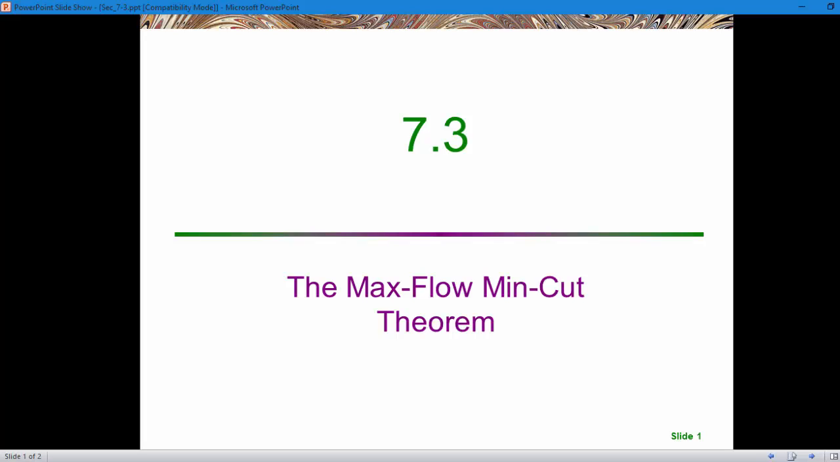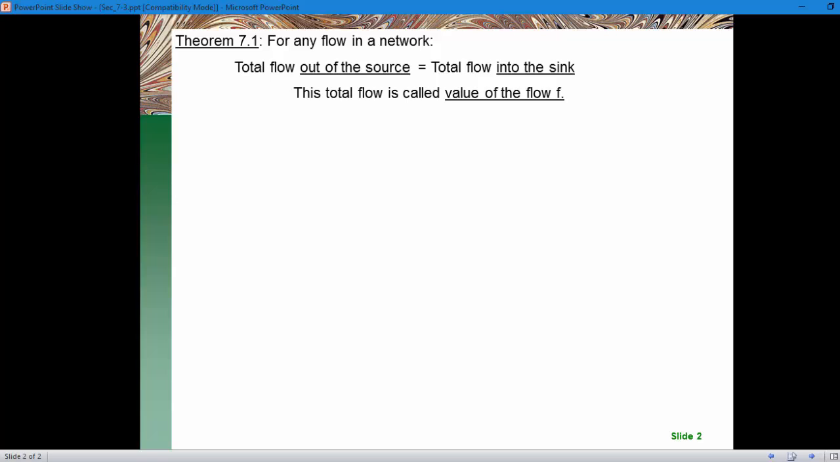In this section, we'll talk about the max flow min cut theorem. And before we do that, let's summarize all the results leading into that theorem. We have seen this before, theorem 7.1.